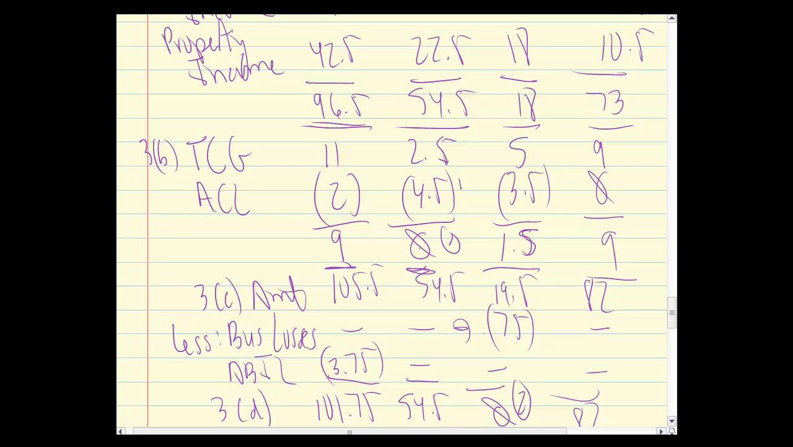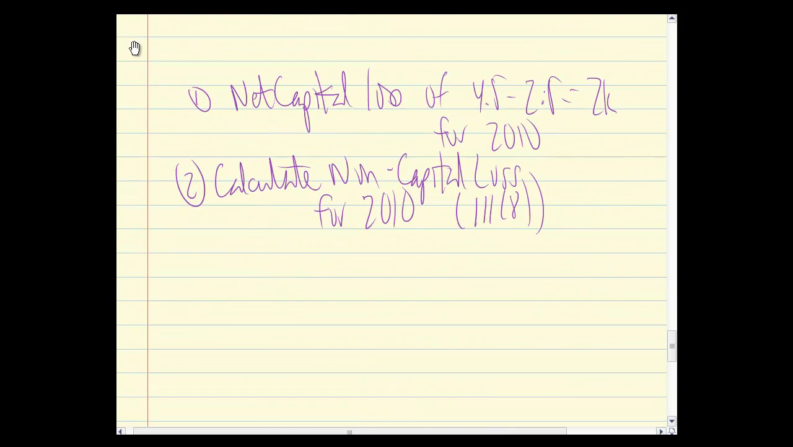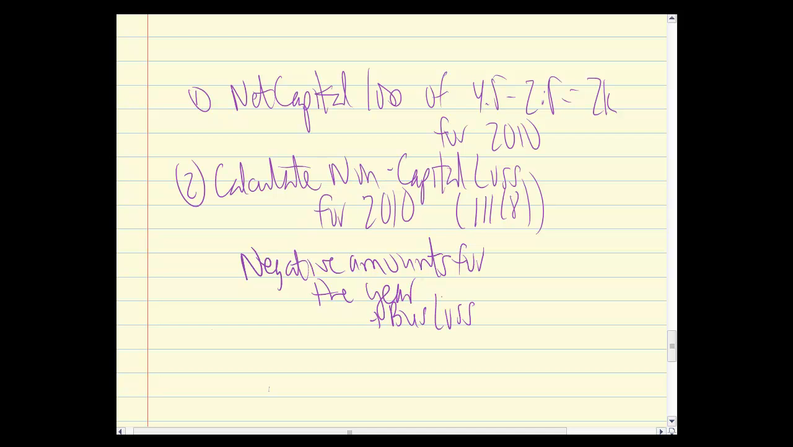So where this was a negative, they're actually going to start and say, okay, look what they do. Losses for the year are negative amounts. Start all over here. Negative amounts for the year, right? Business loss, which was how much? 75, right?